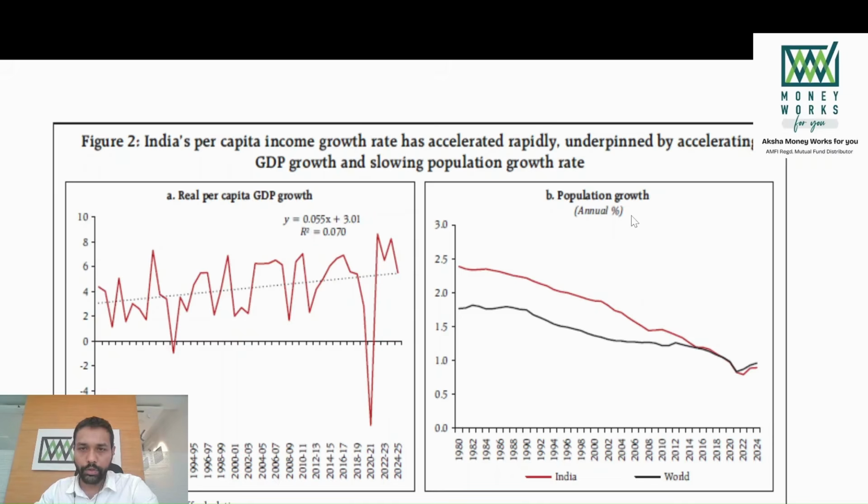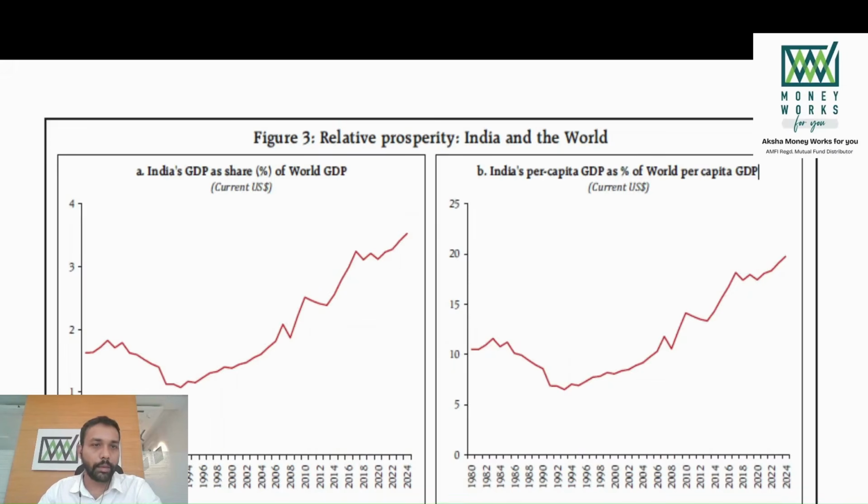The next chart you can see is the population growth. There has been a decline in the population growth for the country. So real GDP growth is happening, and also a population decline is happening. It is improving our GDP per capita growth. That is happening.